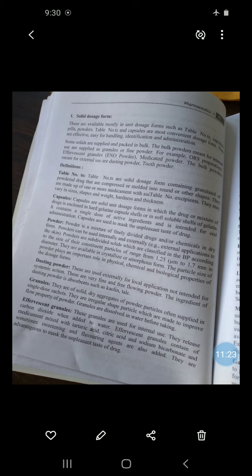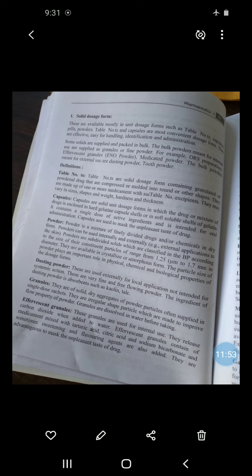I am repeating the definition of tablet. It is a solid dosage form. It contains granulated or powder drug, and it is compressed or molded into round or other shapes. They are made up of one or more medicaments, that is drug or API, with suitable excipients, and they vary in size, shape, weight, hardness, and thickness.